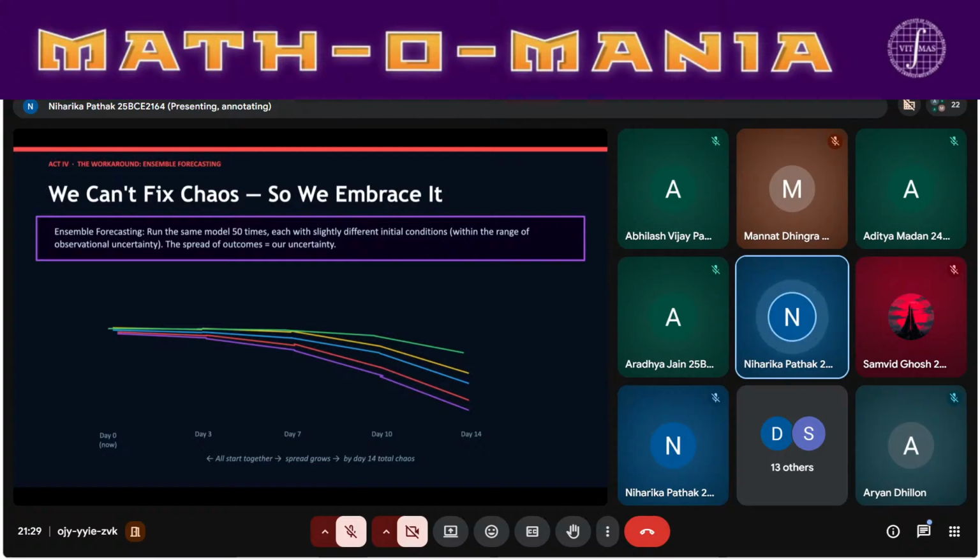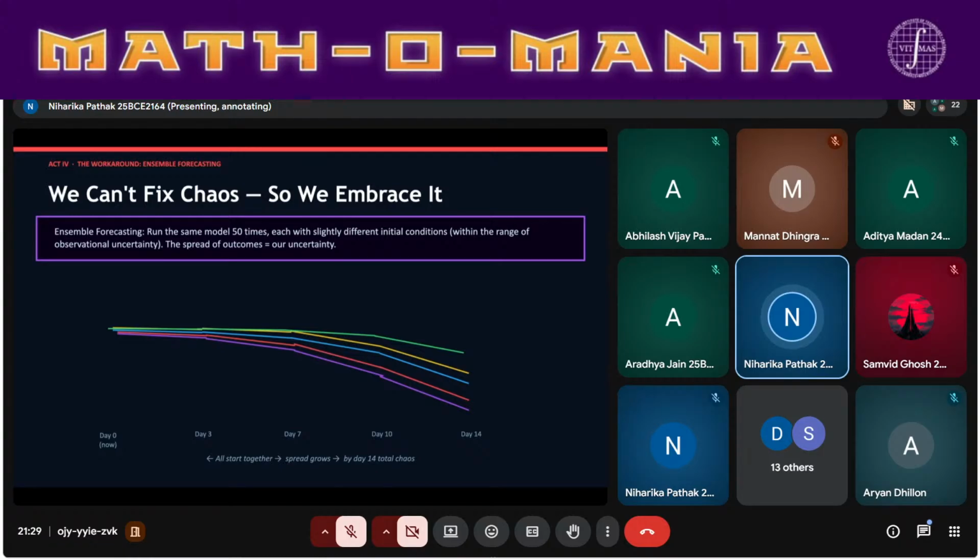So the information is there, but we cannot extract it. So, if chaos is a mathematical law, how do we deal with it? Just a little introduction to ensemble forecasting, which will be covered in detail later. But instead of fixing this, we actually embrace it.